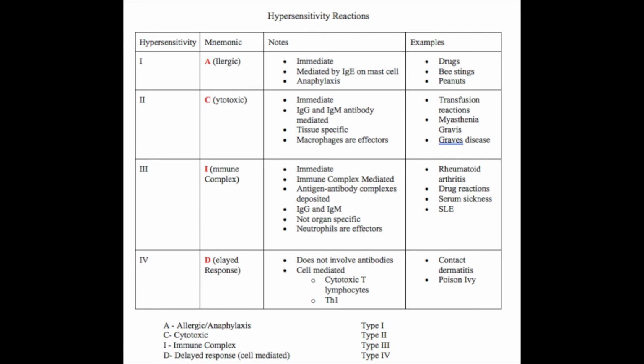The last one is type 4. It's a delayed response, so the letter D in ACID. It is the only one that's delayed, and it's also the only one that doesn't involve antibodies as mediators. It's cell-mediated by cytotoxic T lymphocytes and T helper 1 cells. So poison ivy is an example of this one.